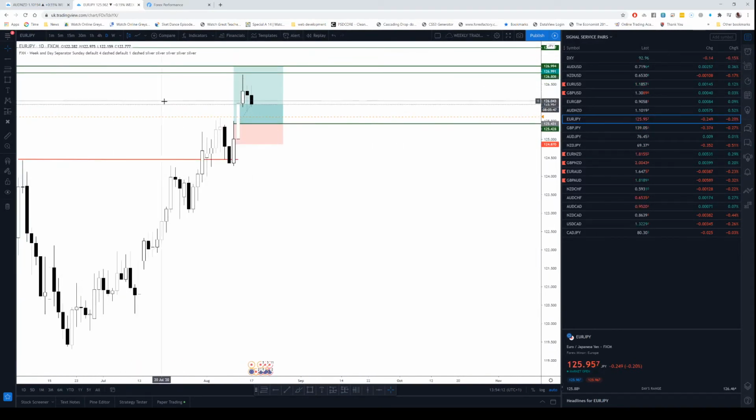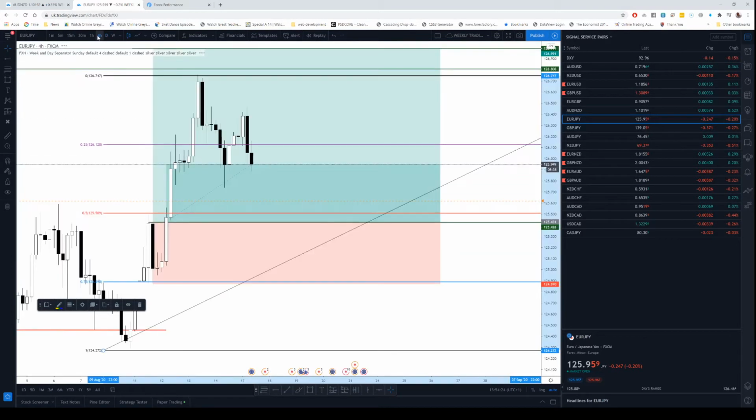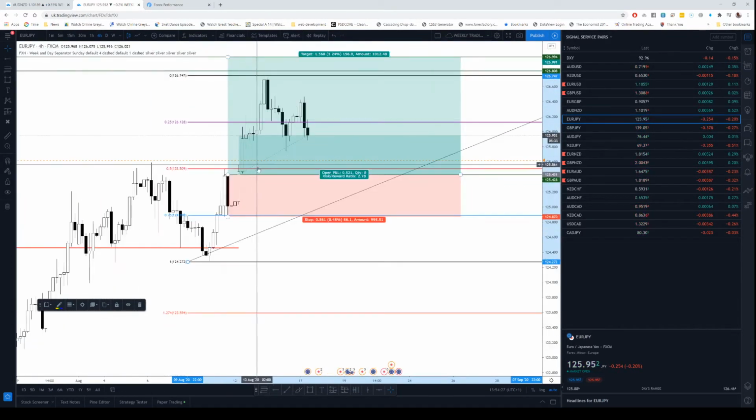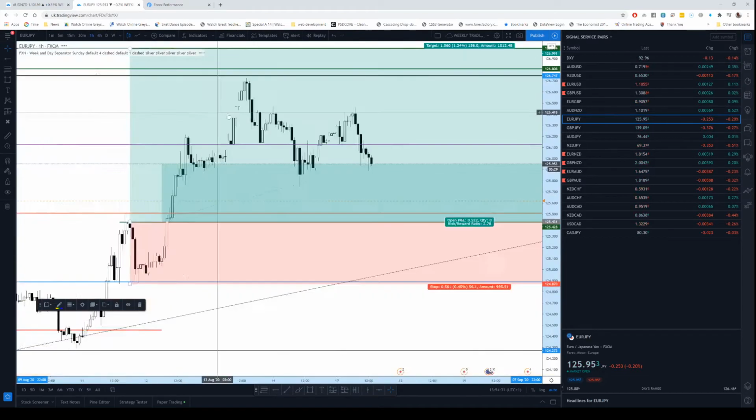Let's do some measurement because it looks like we have formed a swing high. So let's measure this high to that low. Make sure we are below 50%. Yeah. Let's have a look on the hourly.